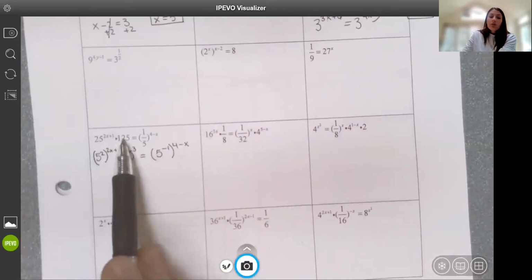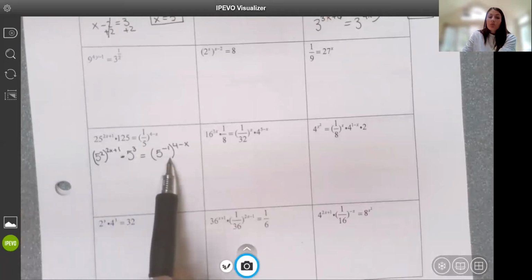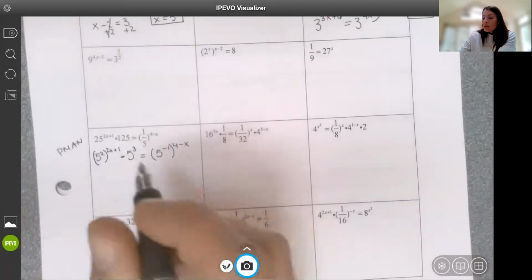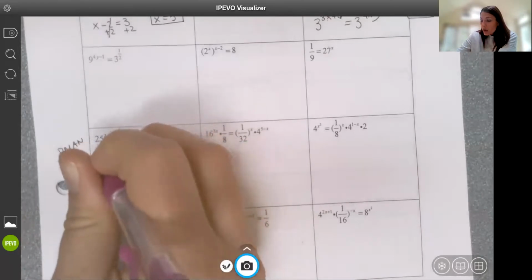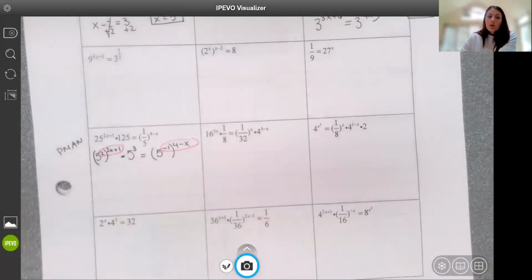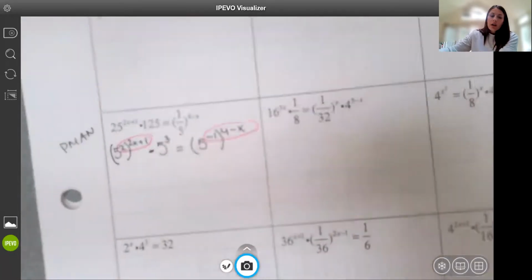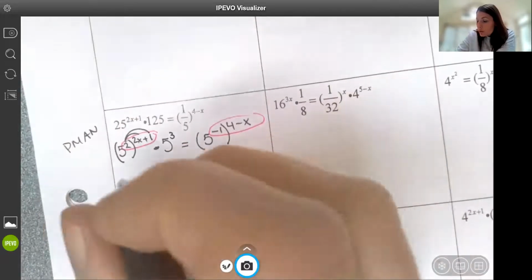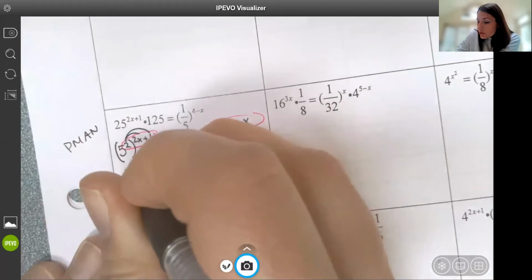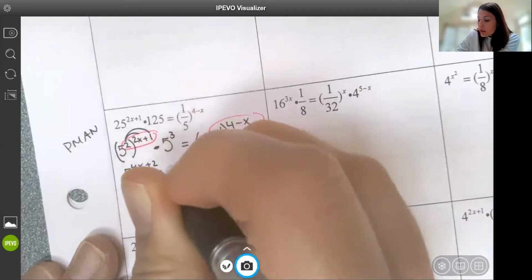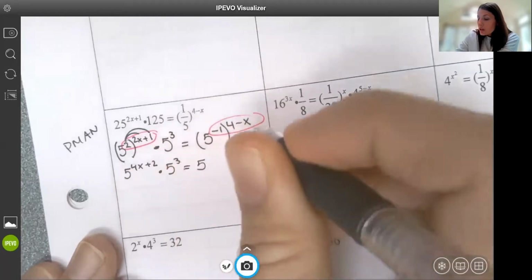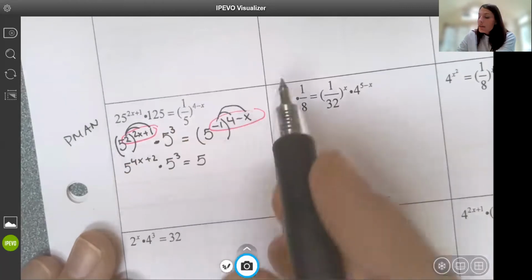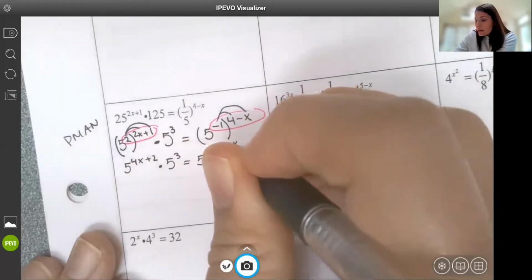Okay, so now I've taken my original equation and rewritten everything with the same base. Now it goes to those properties of exponents. Where I have a power to a power, I'm going to be multiplying. And for both of these, again, I'll need to distribute through. So this will give me 5 to the 4x plus 2, still times 5 cubed, equals 5 to, and then I have to distribute that -1 through. Just being really careful with our signs, that's going to give me -4 plus x.